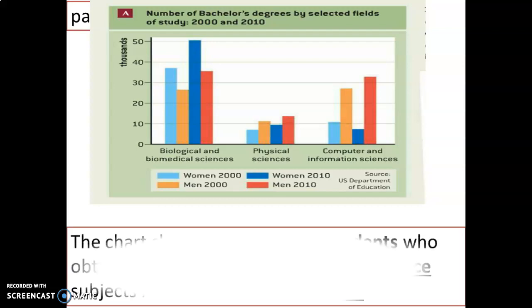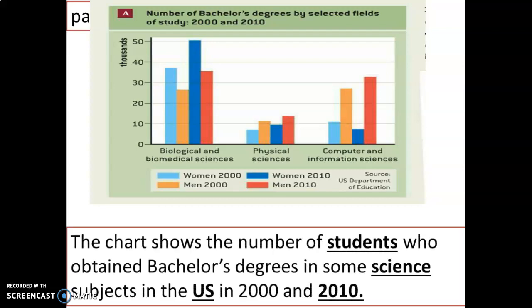Okay, so this is the answer. The chart shows the number of students, yes, we have the numbers here, who obtained bachelor's degrees in some science subjects. These are the subjects in the US. Where is the US? Here. And we have the years given here at the bottom of the chart. I hope we're doing well till now.